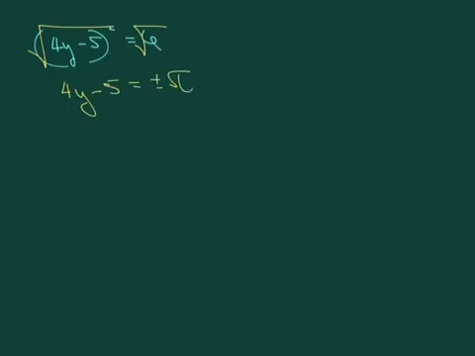So continuing with 9.1, this is 9.1b, and we are ready for example number 8, which is (4y - 5)² = 6. So again, same old, square root both sides, and we get 4y - 5 equals plus or minus the square root of 6.